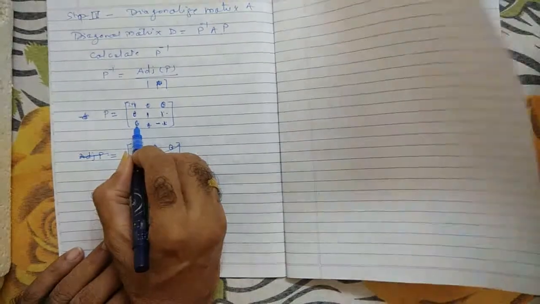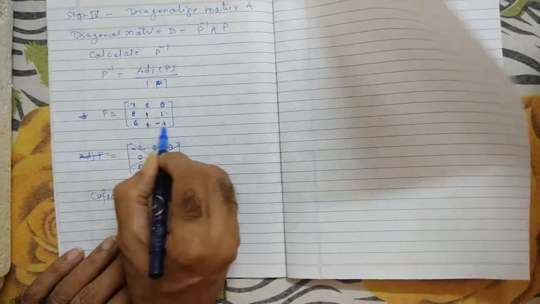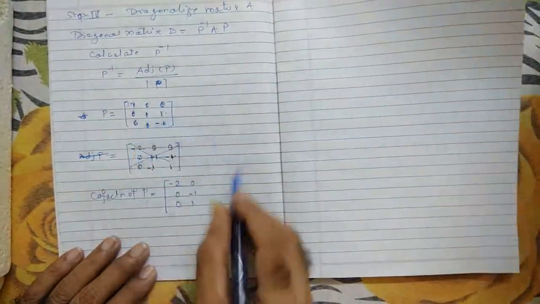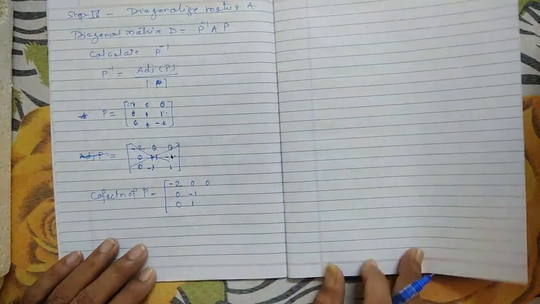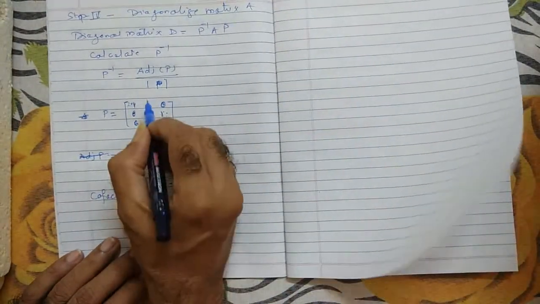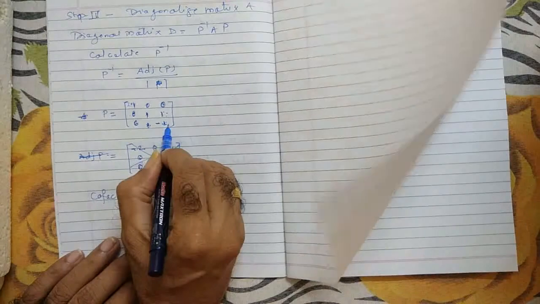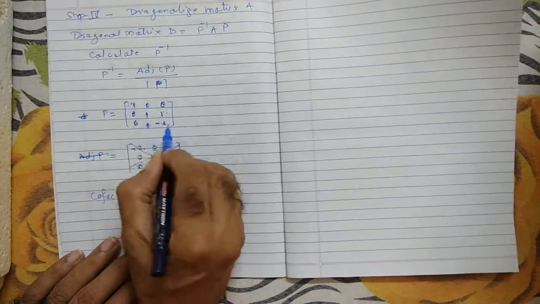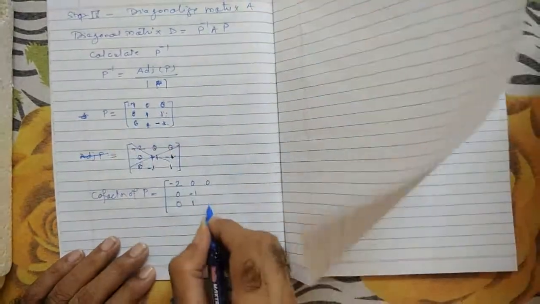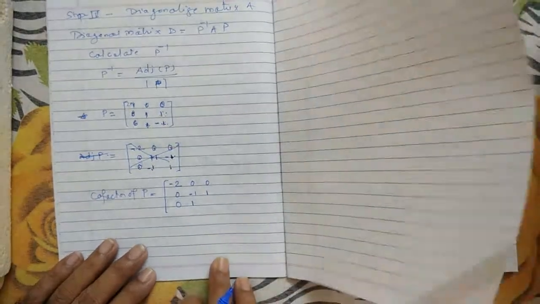This is 0. So the first column and the third row. So 1 into 0, 1 into 0. So we will have 0 here. This is 1, so we will omit this one and we will omit this one. So 1 into 1 and 0 into 0. So we will have 1 here.